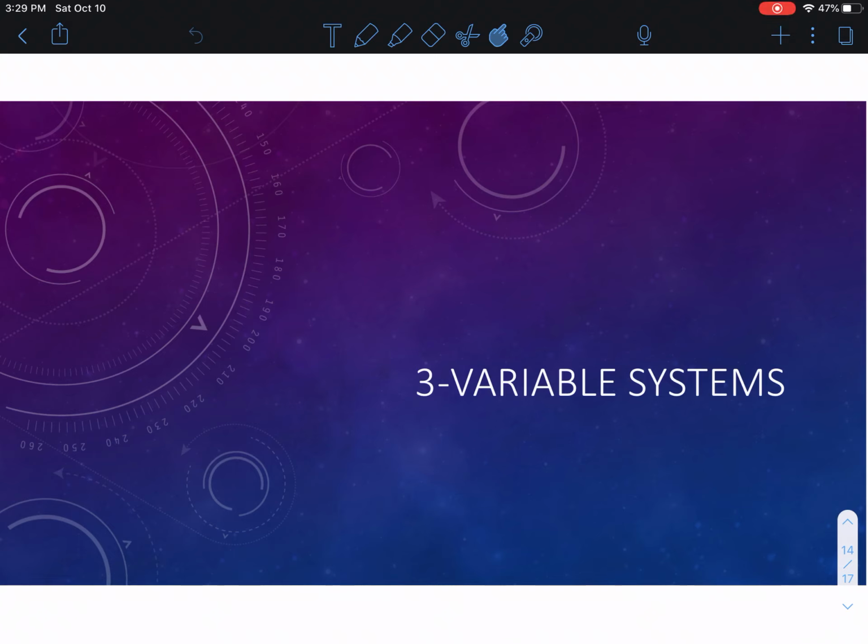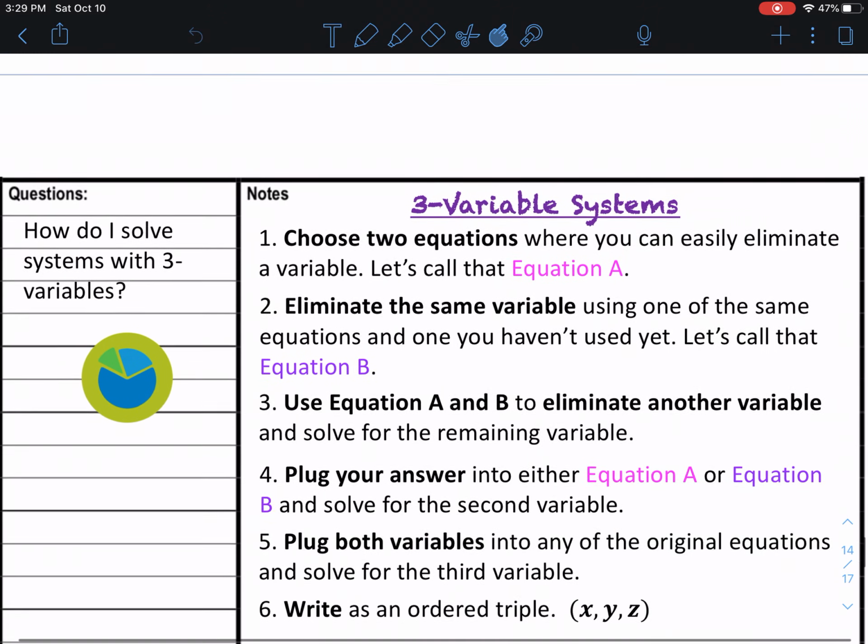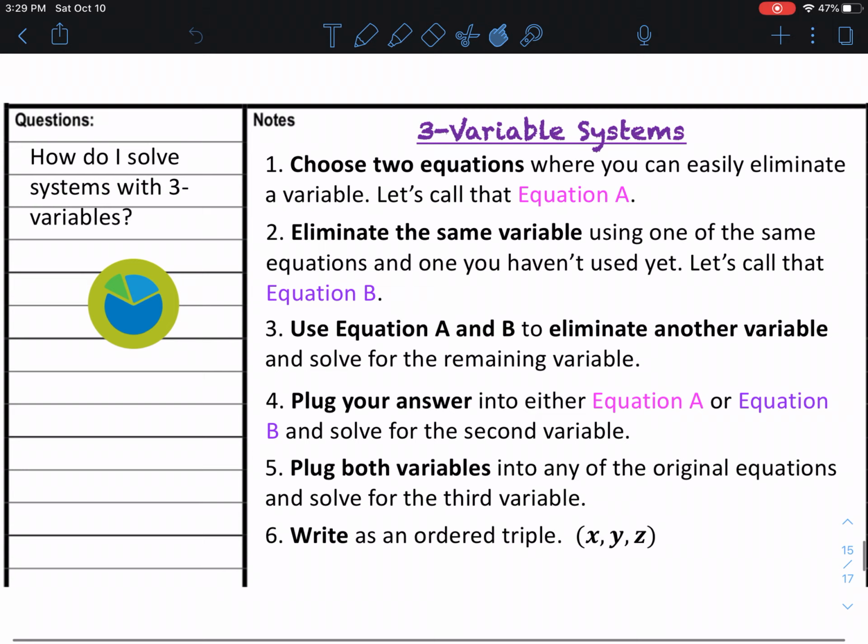Okay, we're going to continue our lesson on three variable systems. So this is part 2. We talked about last time, here's how we solve.